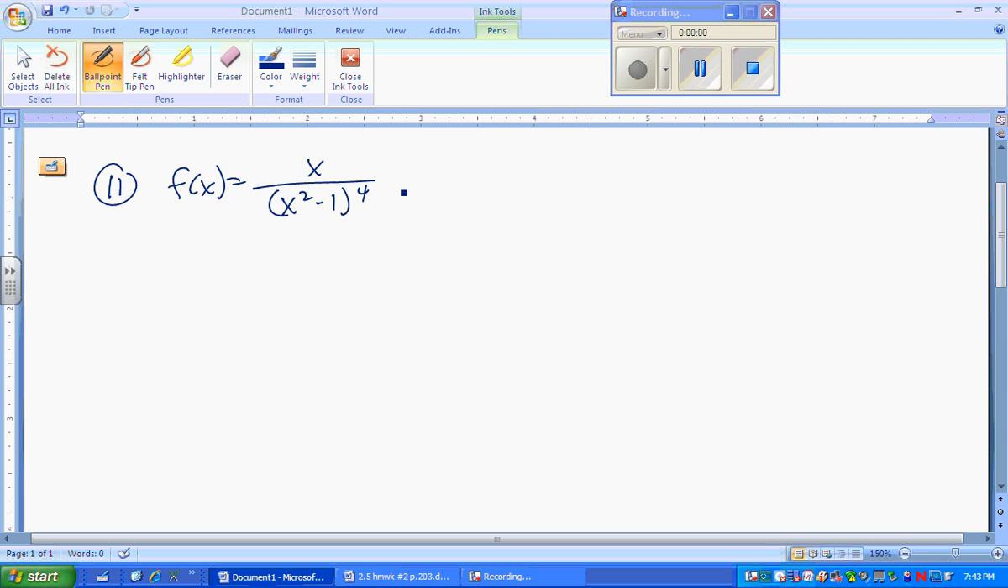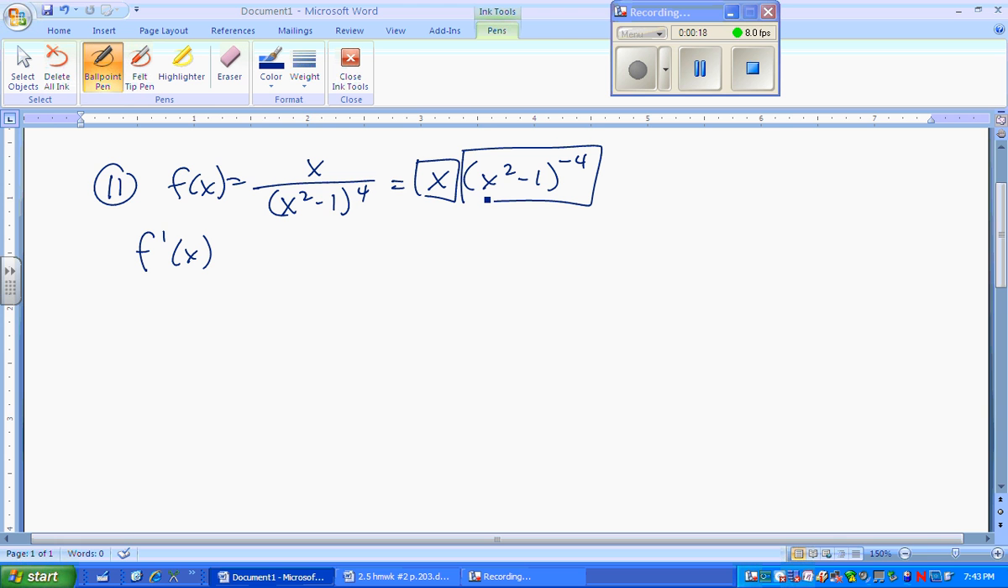For number 11, I would start by rewriting this before I take the derivative, so I can use the product rule. So x times (x squared minus 1) to the negative fourth. When we take the derivative, we're going to have to use the product rule because we have x times this whole thing. So it's the product of two functions.